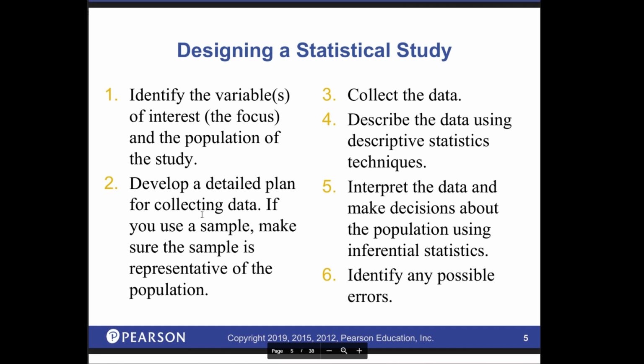So first we have to design a statistical study. We have to identify the variables of interest, the focus we're trying to get, and the population of the study, who we're trying to reach out for, and then develop a detailed plan for collecting data. So we have to make sure we've got a plan, so we're not just writing random numbers; we have to know what we're writing. And then if you use a sample, make sure the sample is representative of the population. Then we have to collect the data, and then describe the data using descriptive statistics techniques, which we will learn later, and then interpret the data and make decisions about the population using inferential statistics, and then identify any possible errors that could have happened.